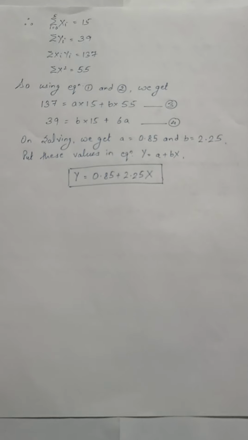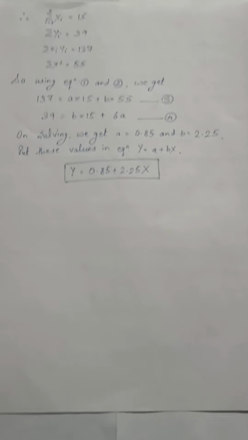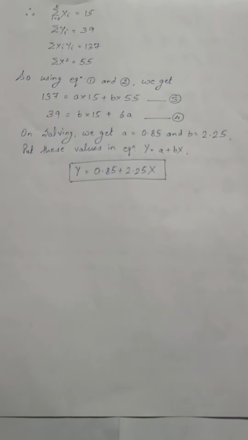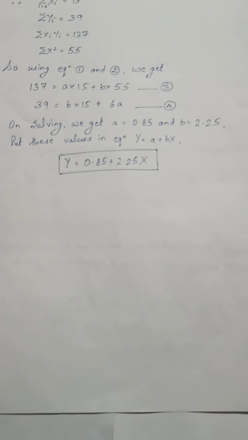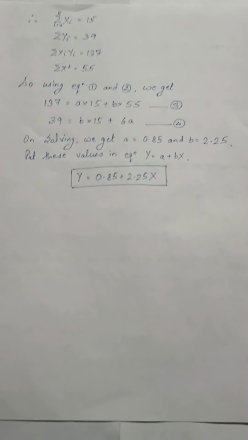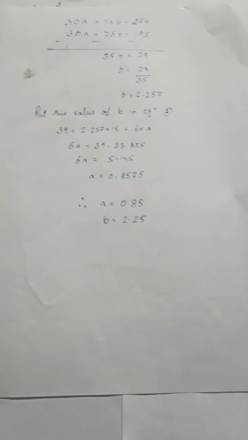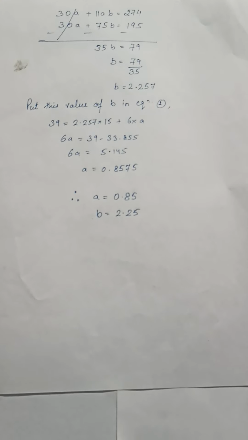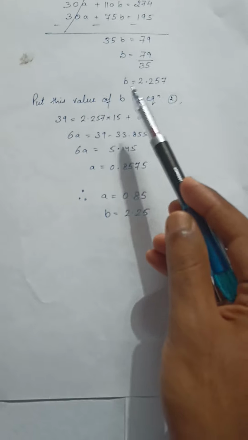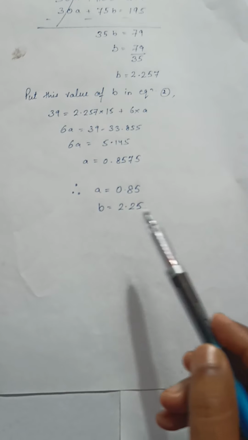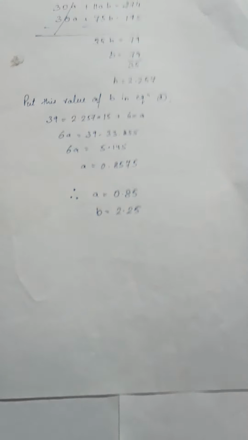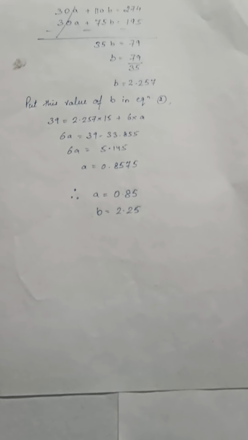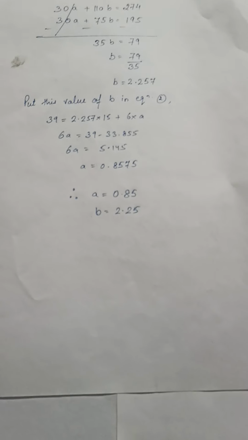Now to solve these equations, you can use the substitution method, elimination method or cross multiplication method that you have studied in your 10th standard. We will get the values of a as 0.85 and b as 2.25. Let me show you how we have solved this. Students, here you can see that I have solved these equations by the elimination method. The value of b we have got as 2.257, we can write 2.25, and the value of a we have got as 0.8575, which after rounding off we can write as 0.85.